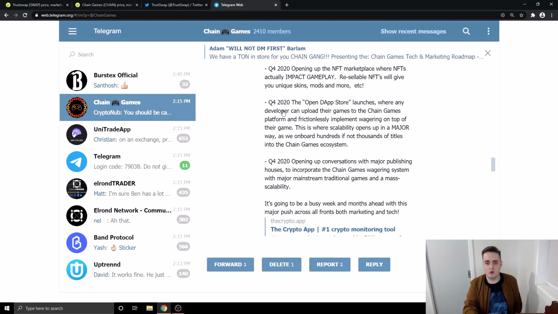And then also in the fourth quarter 2020, the open dApp store launches, where many developers can put their games onto the chain games platform and start implementing the wagering system on top of their game. This is where scalability opens up in a major way for chain games, and where hundreds, maybe even thousands of titles can start being implemented on the chain games ecosystem and start using the wagering system as well. So this will take chain games to the next level, and more people can come over to the dApp store.